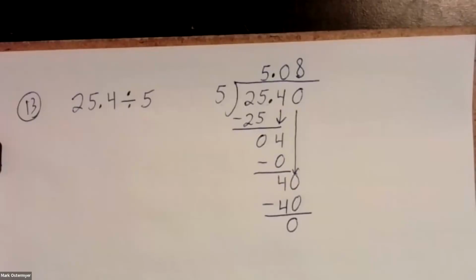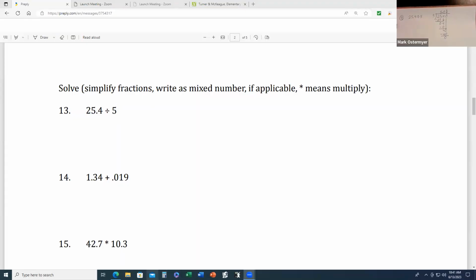Well, it says solve, simplify fractions, write as a mixed number if applicable. So how do we want to leave this answer, as 5.08 or turn this into a mixed number as 5 8/100? See, because see what the instructions say? It says solve, simplify fractions, write as mixed numbers if applicable.